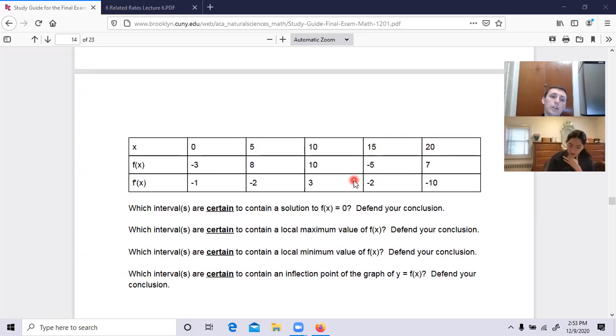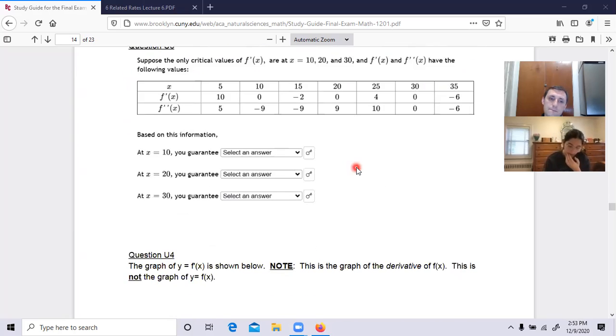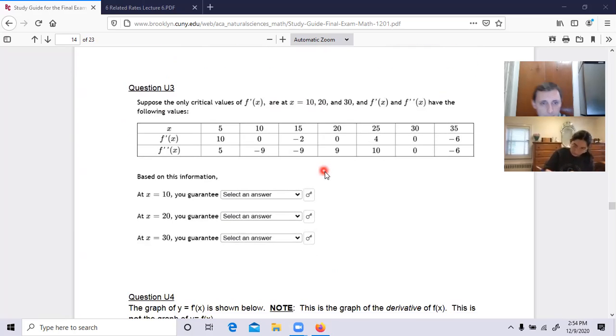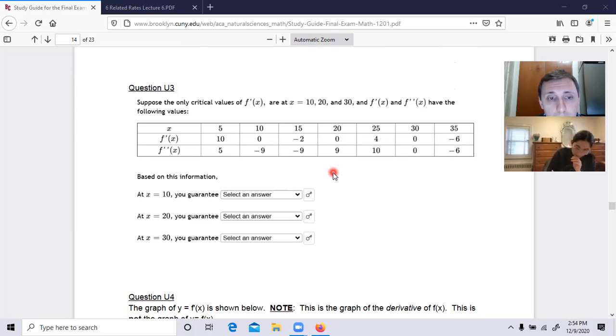Yeah. Number U3 doesn't have it, it's a drop down and doesn't say what it's supposed to be. Okay, suppose the only critical values of f prime x are x equals 10, 20, and 30. It's probably maximum, minimum, and nothing. I don't know what they're asking. Based on this information, can you guarantee that at x equals 10, so we have only critical values, right? Yeah, x equals 10.